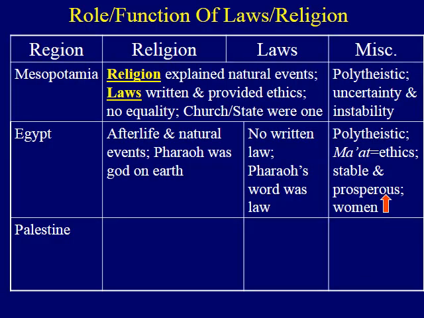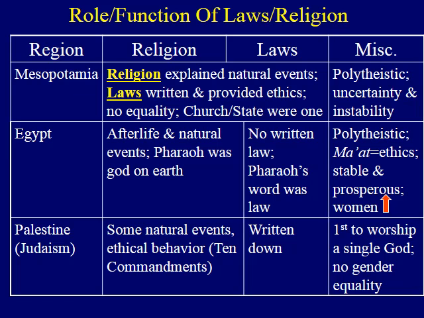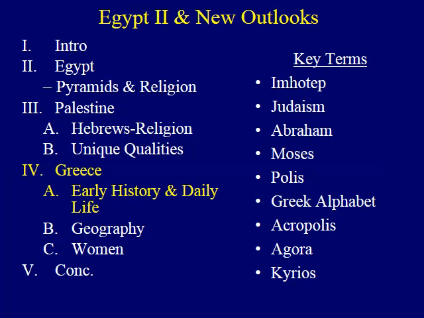Here we are back at the chart. Next slide will fill in the blanks, so to speak, on people living in ancient Palestine and their characteristics. The religion for followers of Judaism helped to explain some natural events like the creation of the earth and the universe. It also provided a code of ethical behavior in the form of the Ten Commandments. Laws were written. They also were the first to worship a single God, yet there was no gender equality. Next, I'd like to look at some characteristics of people living in ancient Greece.